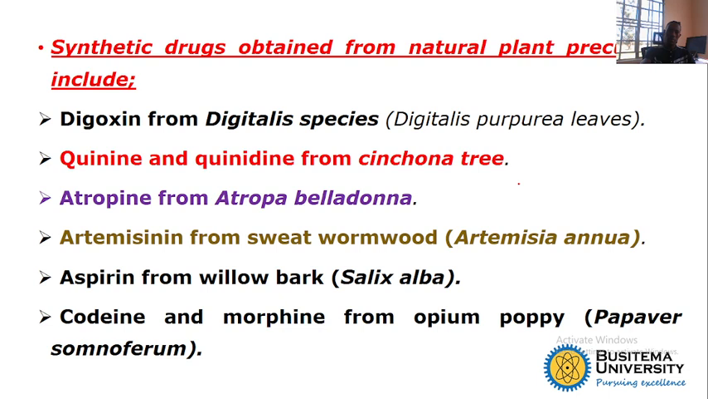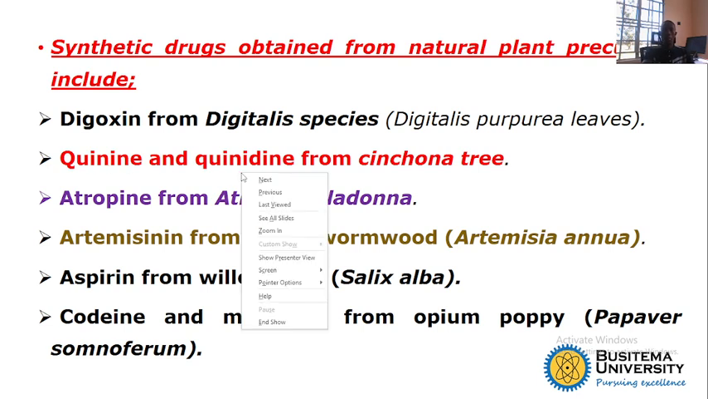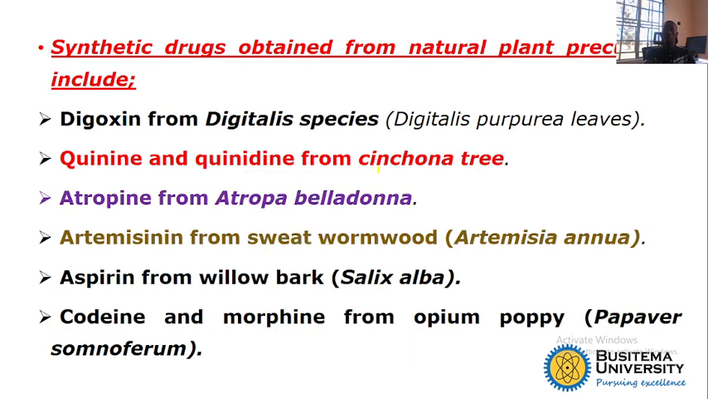Still with the cinchona tree, we can also obtain a drug called quinidine, which works on heart diseases. So here are some examples of natural plants with their corresponding drugs that you have obtained. One, we have spoken of quinine and quinidine being obtained from the cinchona tree. The quinine is an antimalarial, and the quinidine works basically on the heart. So quinine is the active ingredient obtained from the cinchona tree.